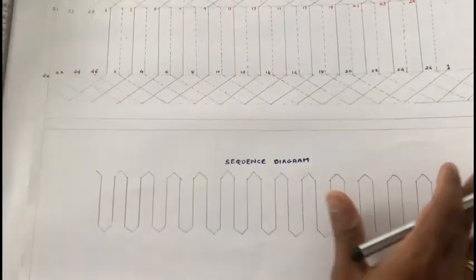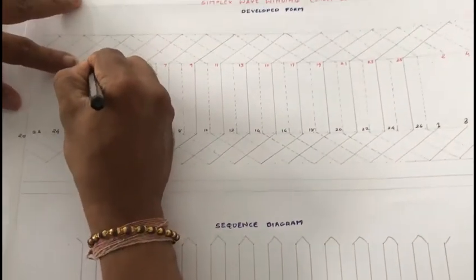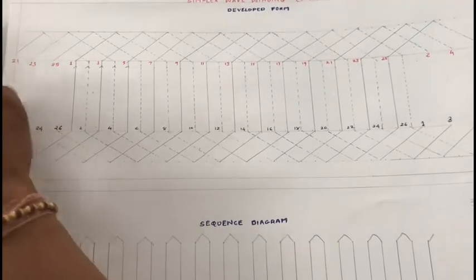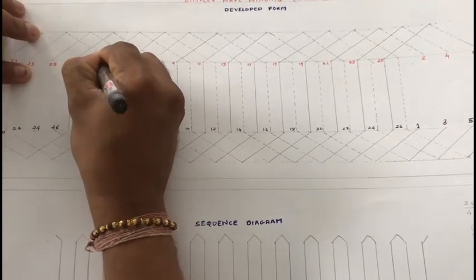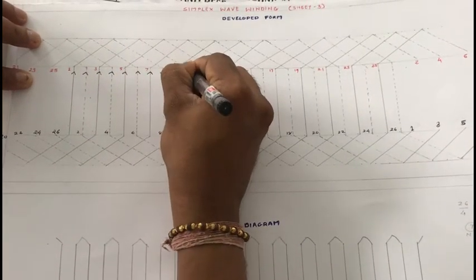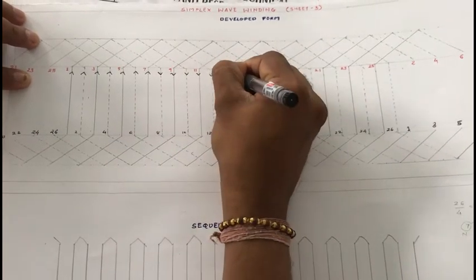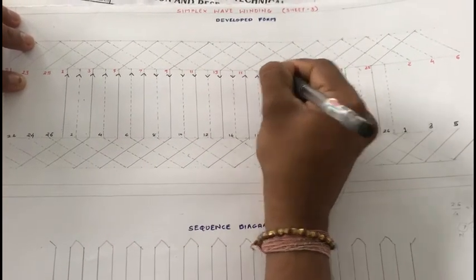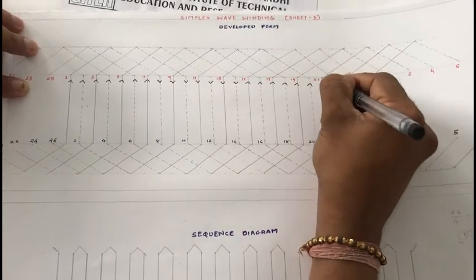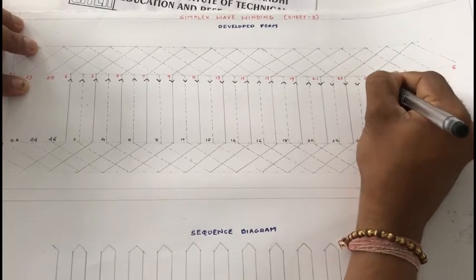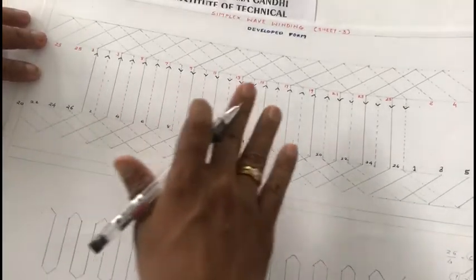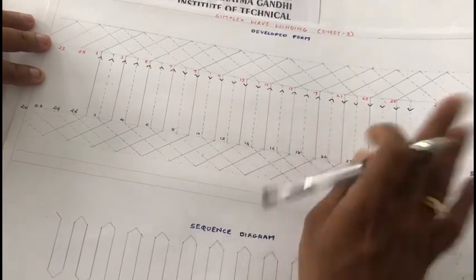So now provide current directions: 7 conductors upward, then 7 downward, again 6 conductors upward, 6 conductors downward. So current direction is completed: 7 upward, 7 downward, 6 upward and 6 downward.